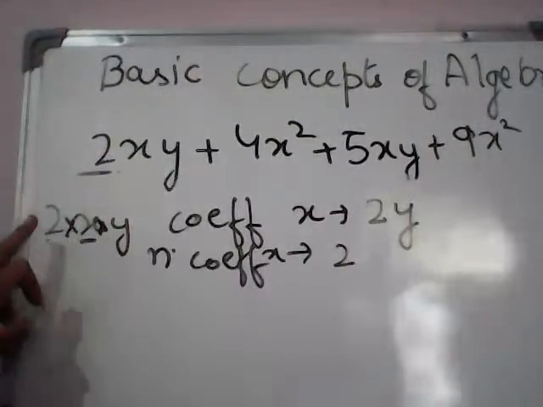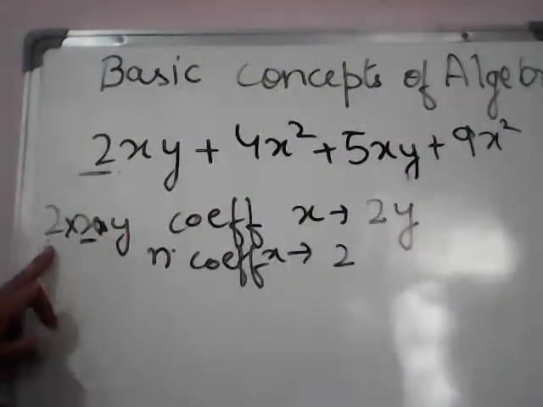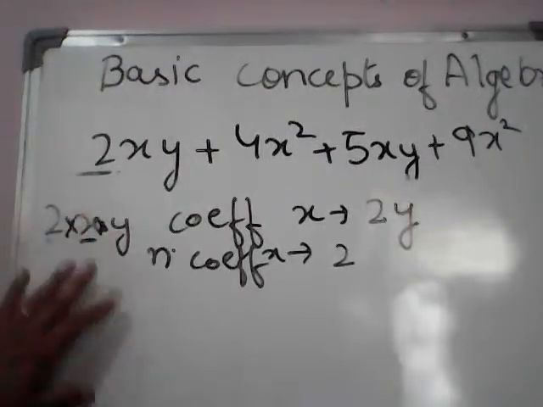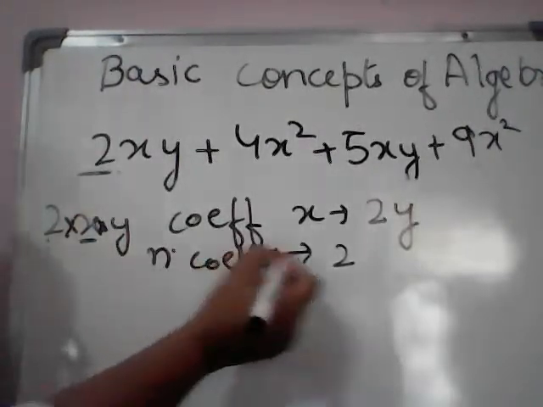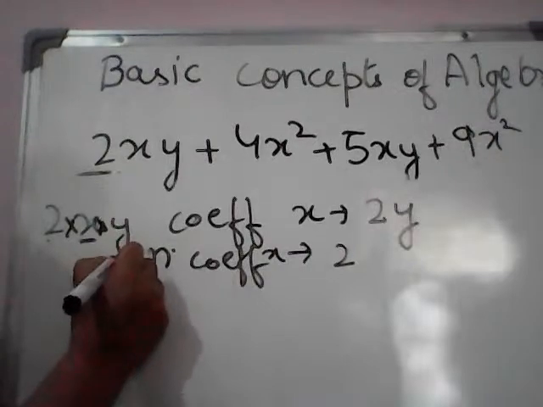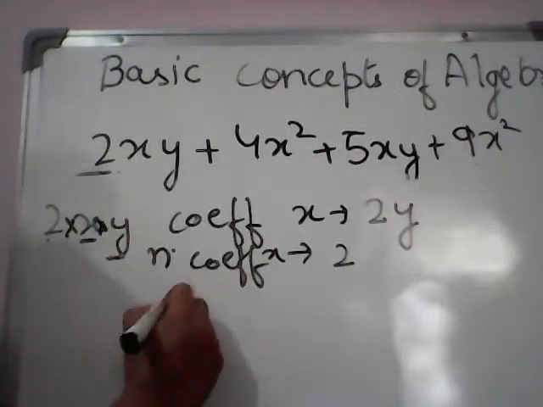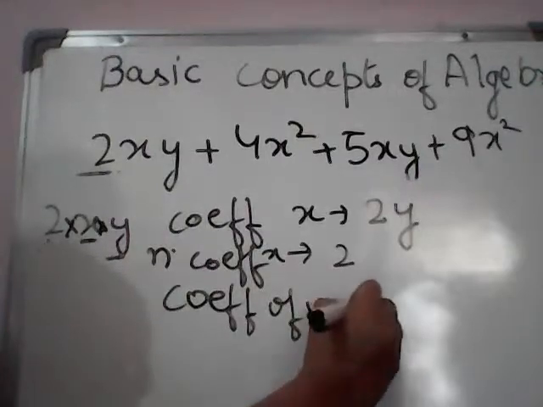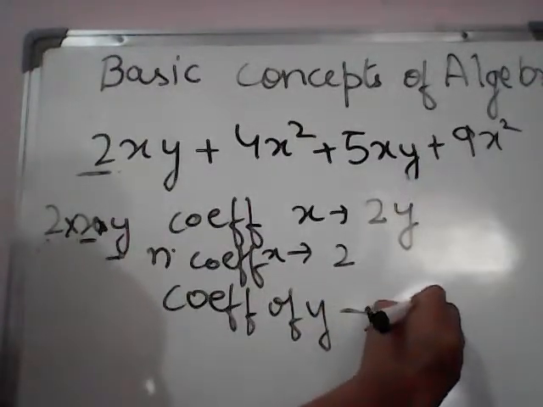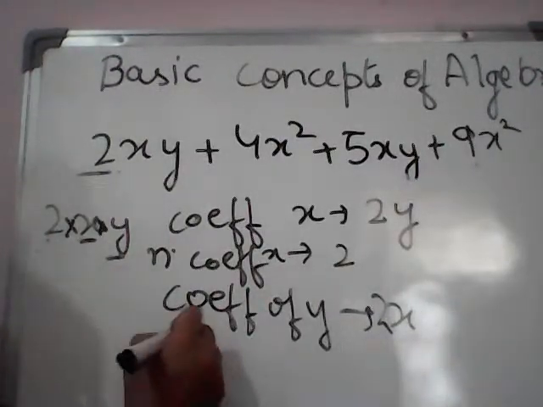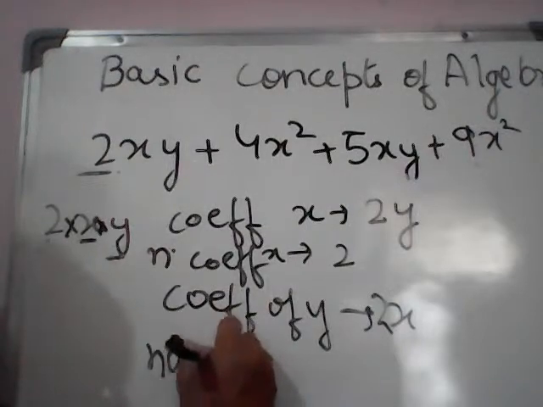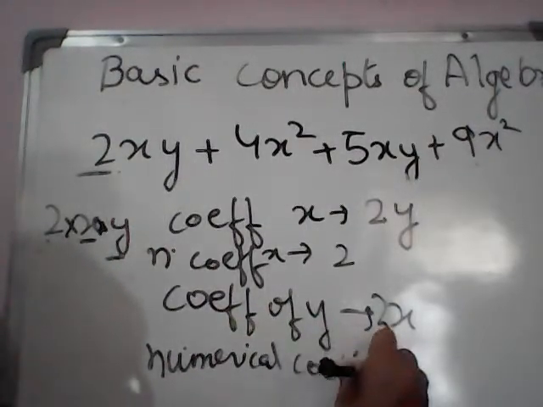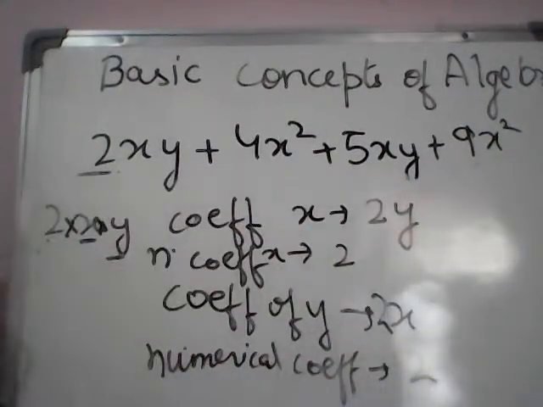So when we add or subtract, we add or subtract only the coefficients. We will write the variables as they are, right? So if we talk about the coefficient of y in this term, the coefficient of y will be 2x, and the numerical coefficient will be 2.